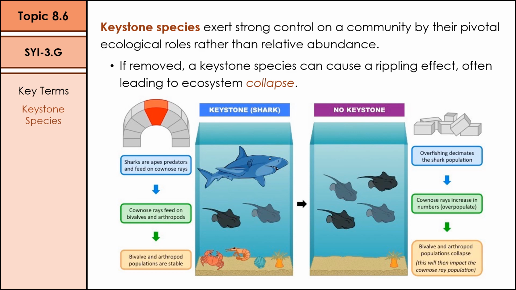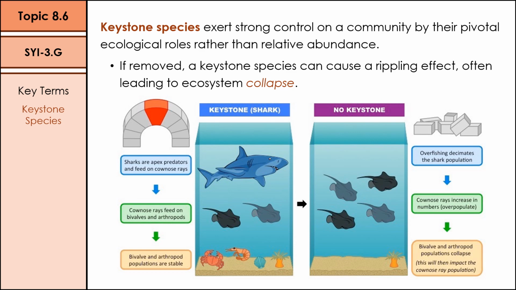And because they're consuming things, and what they're consuming is consuming things, we can see that ripple effect throughout the entire trophic system. So for example, here we have a keystone species example being a shark, which eats cow nose rays. By limiting the population of the cow nose rays, we ensure that the populations of bivalves and arthropods are limited as well.